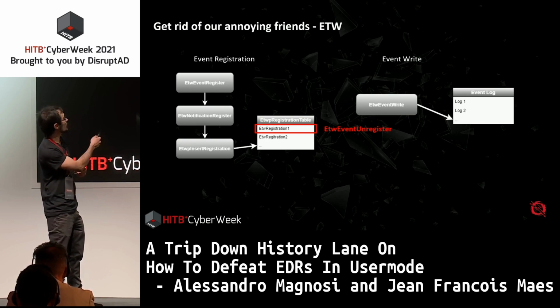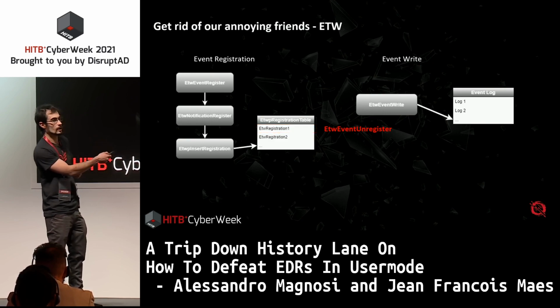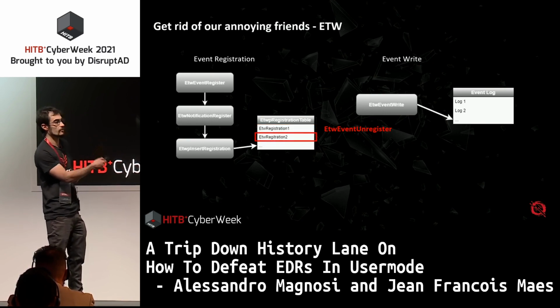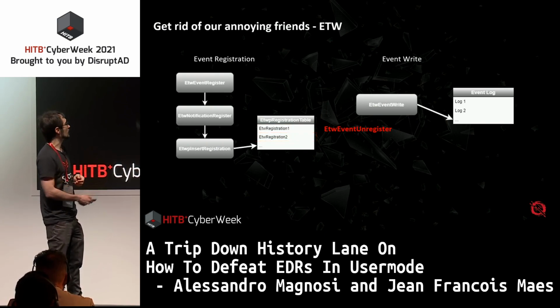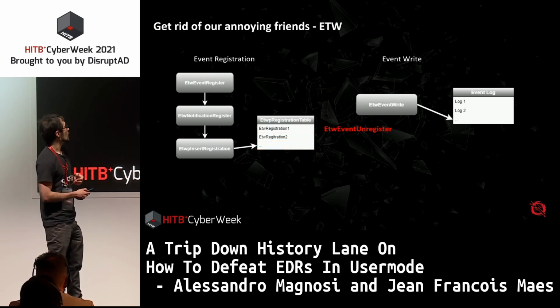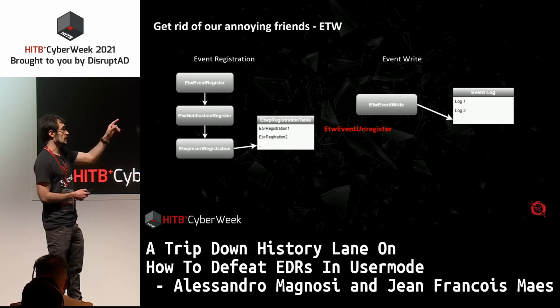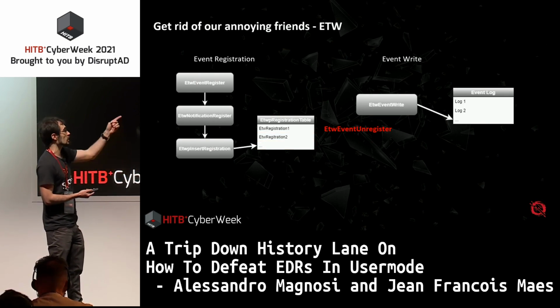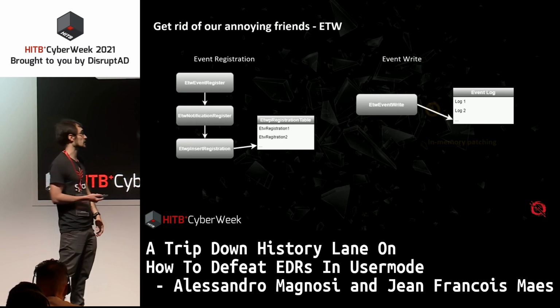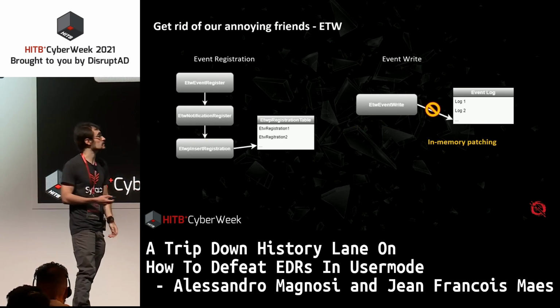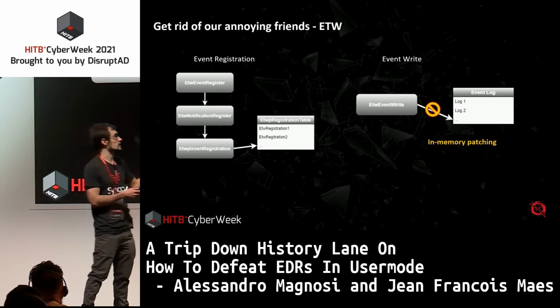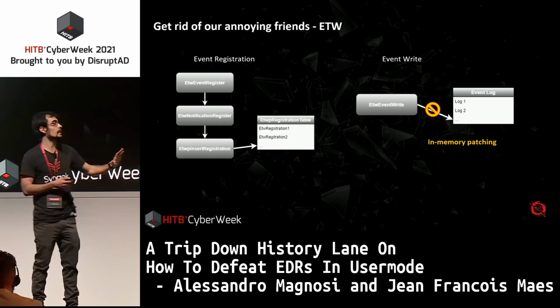And we get a handle to that, and then we traverse this table to call ETW event unregister on all the events registered in this table. And this is one way to bypass ETW. It's a bit more complicated than in-memory patching, but it's also more stealthy because in-memory patching can be detected and can leave traces.